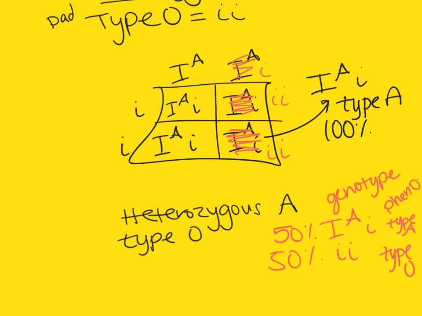So if the possible offspring is a type B, well, hey, guess what? That doesn't match up. Maybe they're not the parents, or maybe one of them has the incorrect understanding of what their blood type may possibly be.